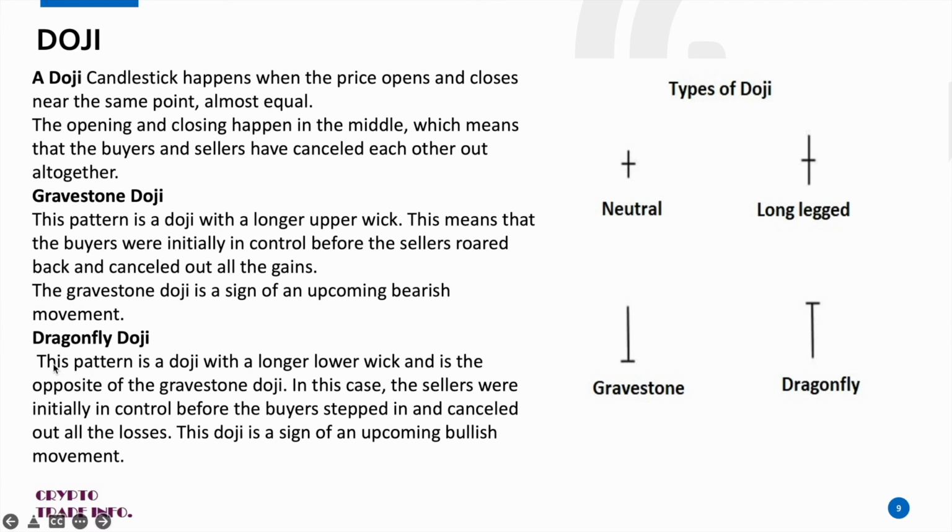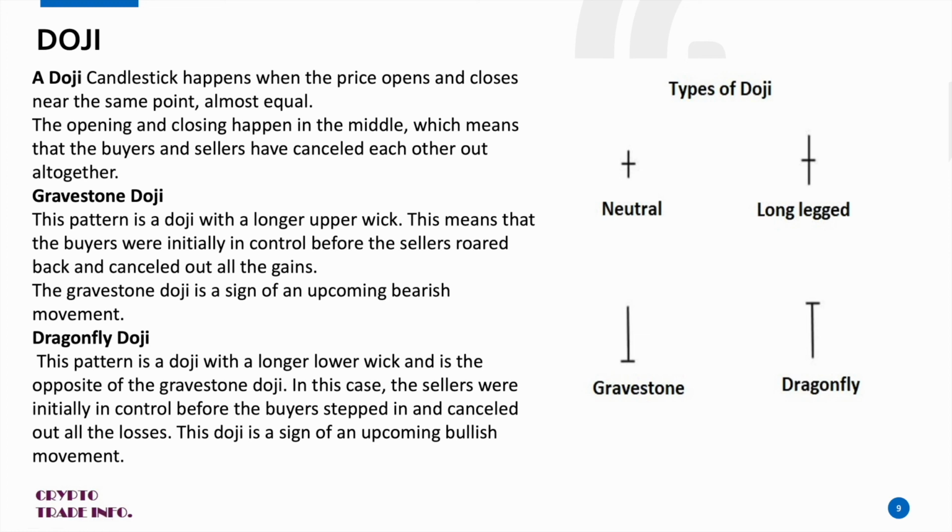Dragonfly. This pattern is a doji with a longer lower wick and is the opposite of the gravestone doji, as we can see in the image represented. In this case, the sellers were initially in control before the buyers stepped in and cancelled out all the losses. This doji is a sign of an upcoming bullish movement. Logically, the candlestick opened here, the sellers pushed it down to this point, and the buyers pushed it right back up before it closed. So it's a sign of a bullish reversal in the chart trend.